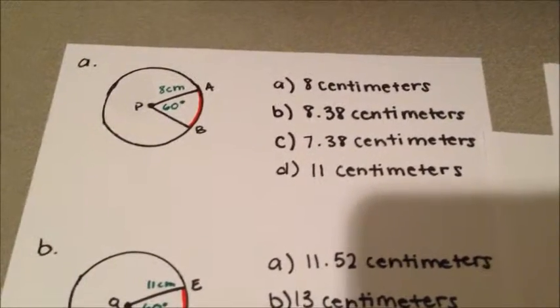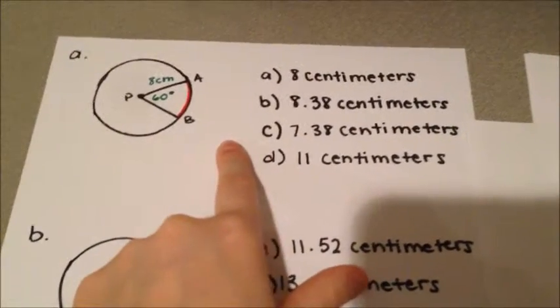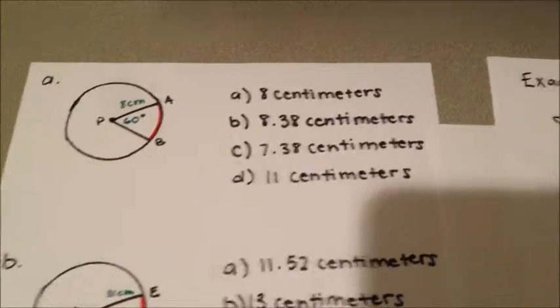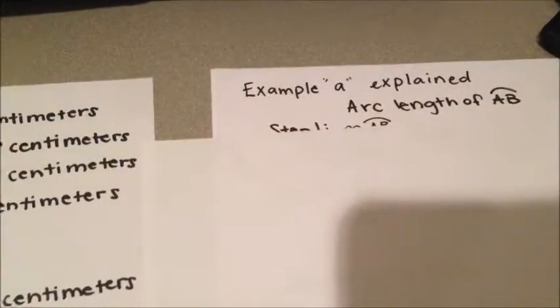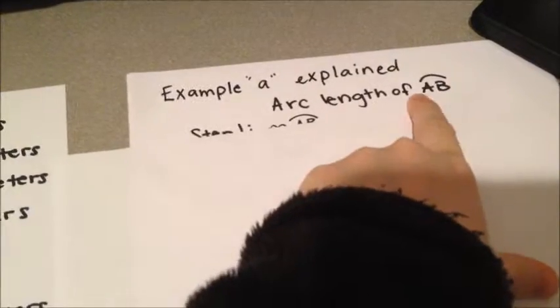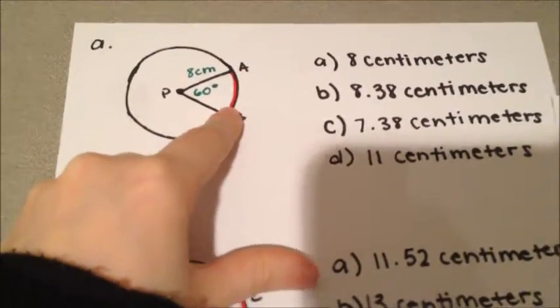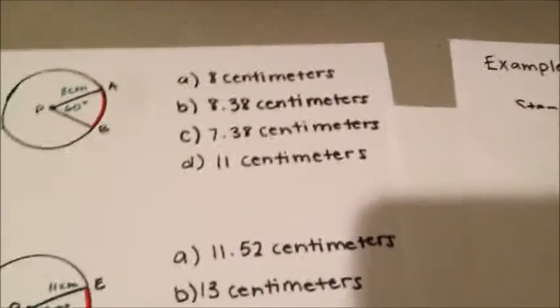Step by step, I'm going to show you how to solve problem A, and you can use the same step-by-step process to solve both B and C. So first off, what are we looking for? We're looking for the red arc, which is arc AB. So right here, we're looking for what this arc length is. And we're going to use this formula.